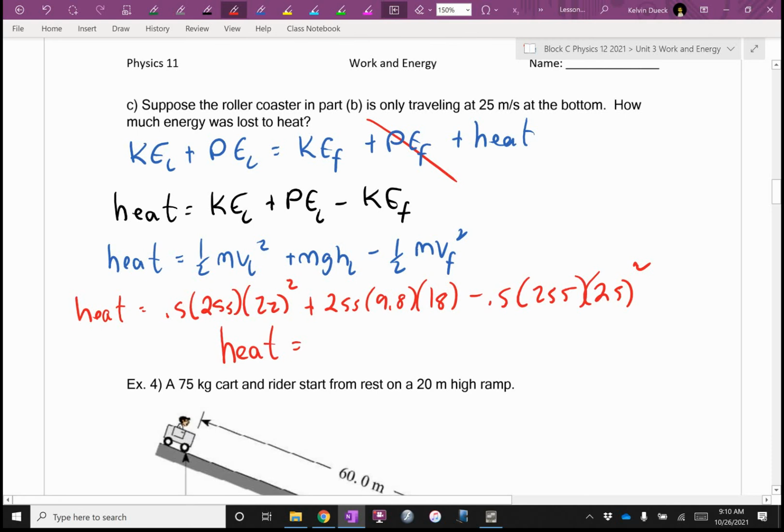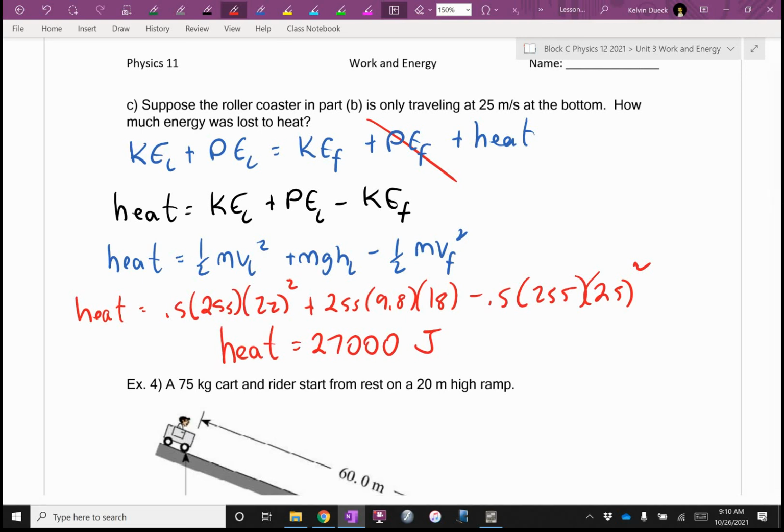Logan, what'd you get? 27004. Anybody else? Yeah, so 27,000, I guess, if we go to 3 sig figs. Joules of energy.